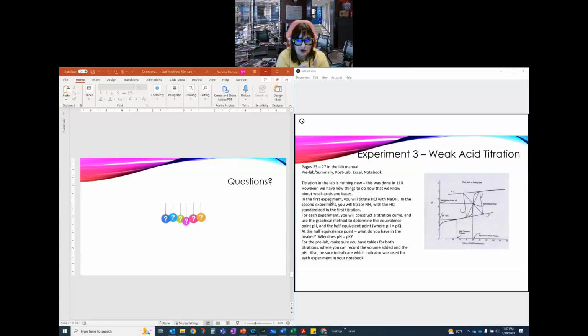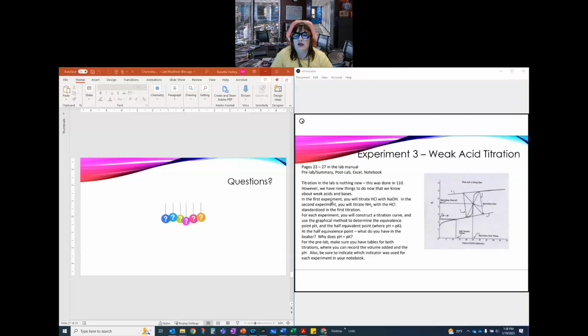So experiment 3 is a titration experiment. And what happens typically when we're in the lab is we do 2 titrations, one of which is HCl and NaOH, exactly as you did in 110, the previous one. And then we're going to do NH3 with HCl, so weak base, strong acid.